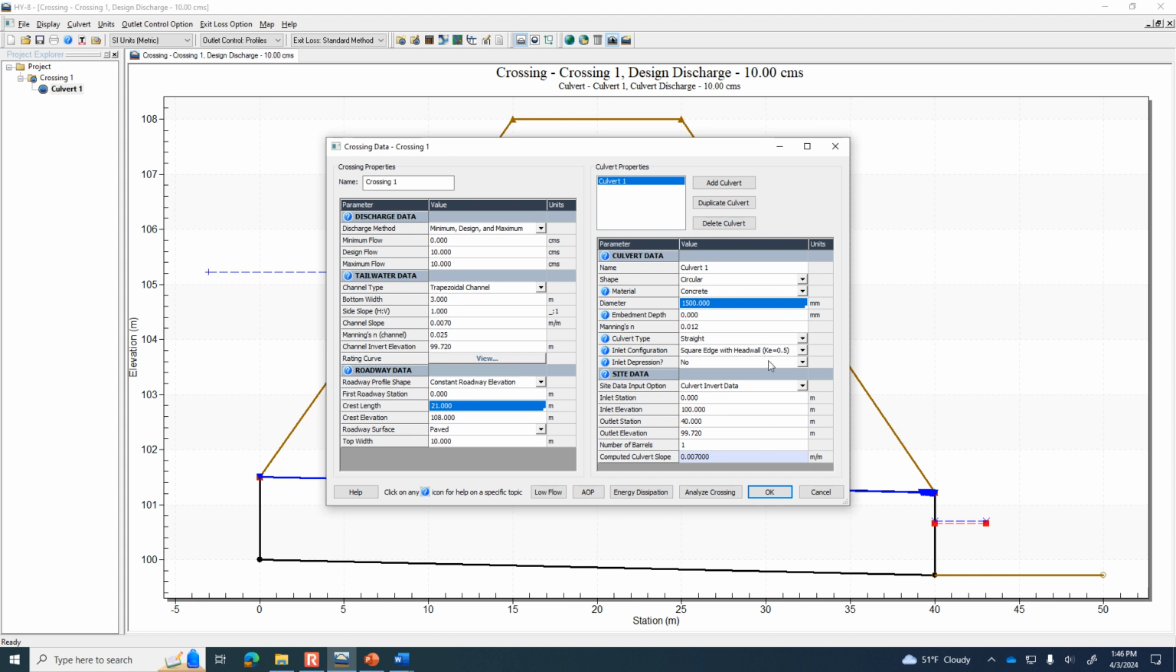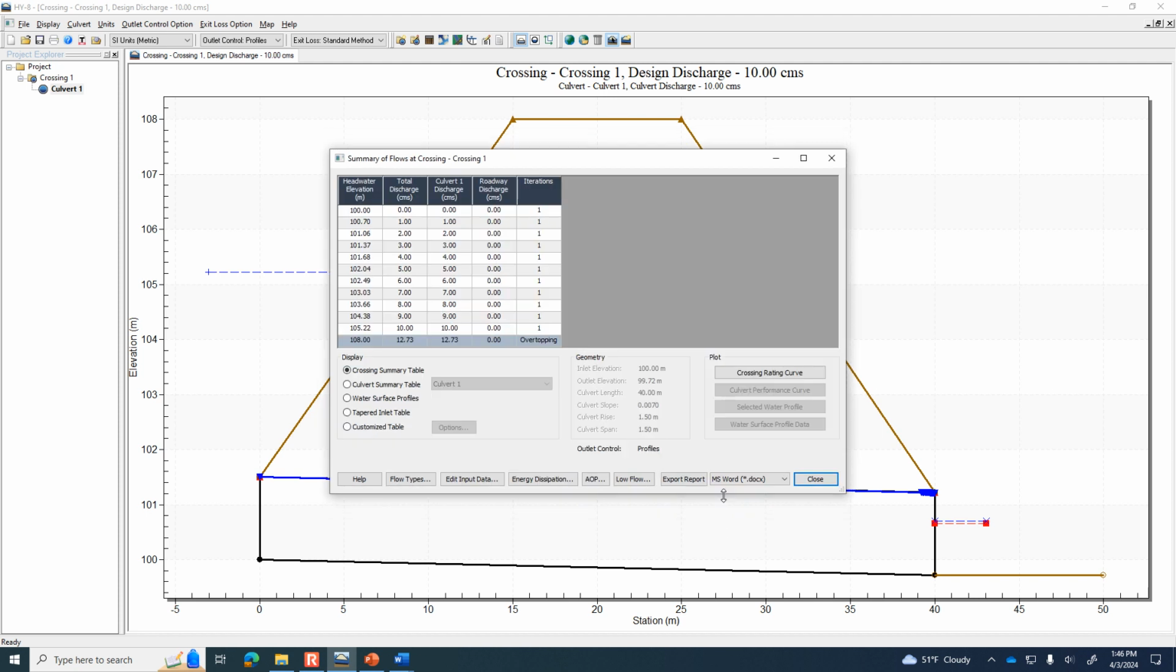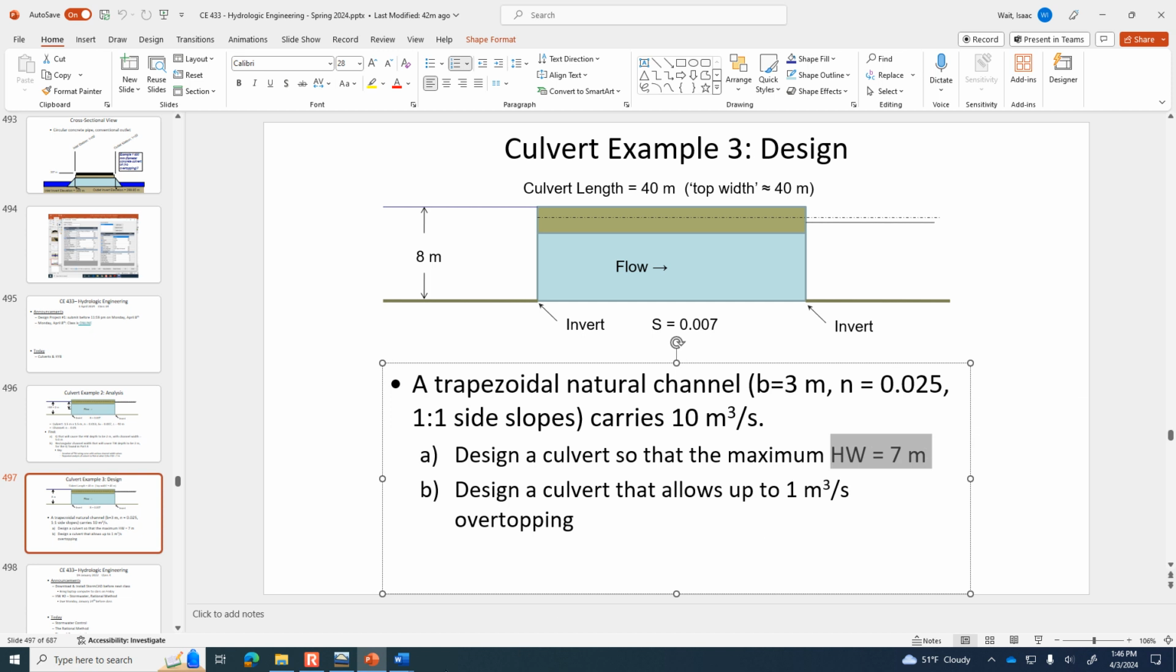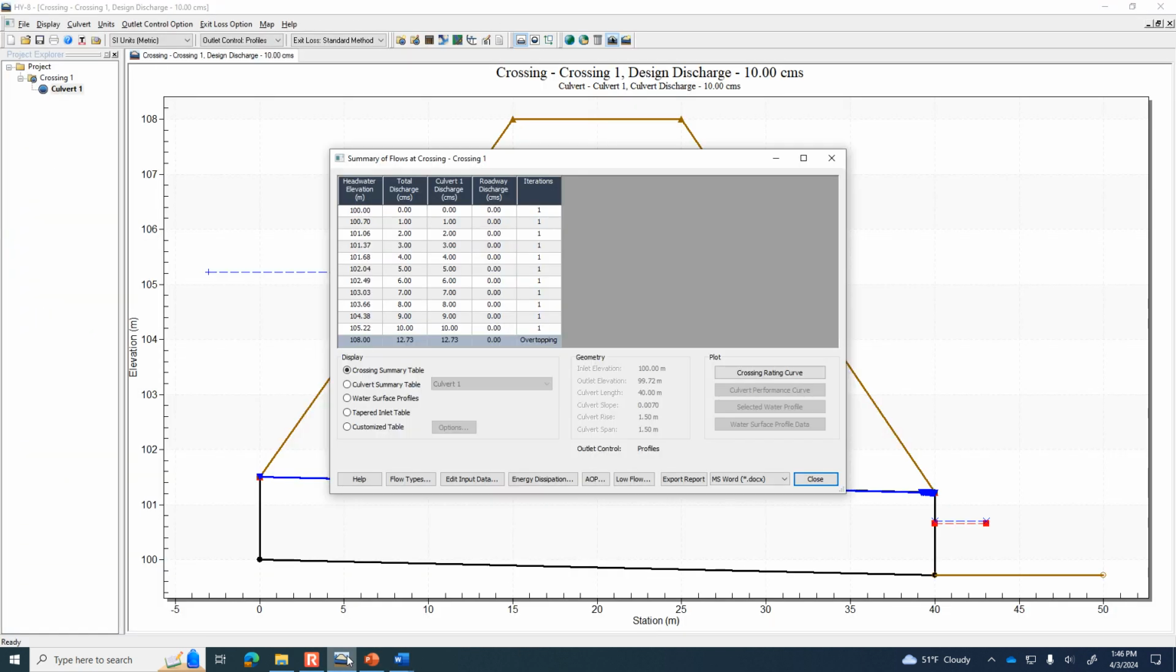And I put in all the same culvert invert characteristics that we had on the previous problem. Like I said, let's have the inlet elevation be 100, the outlet elevation be 99.72. So tell me, is my culvert too big or too small right now? Is 1,500 millimeters oversized or undersized if the criteria is the headwater is allowed to rise up to a depth of 7 meters? So who can diagnose?